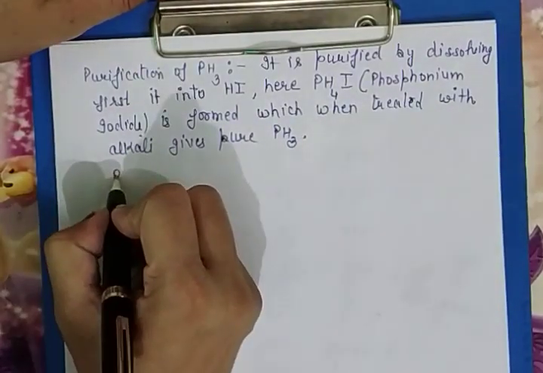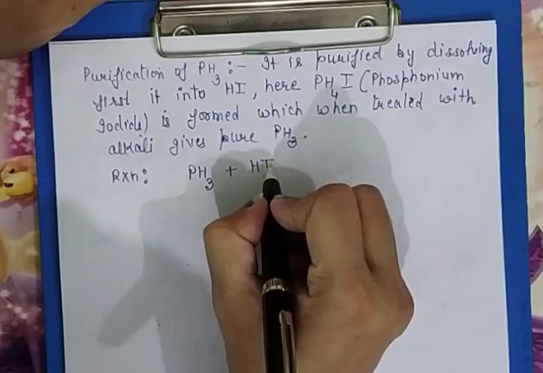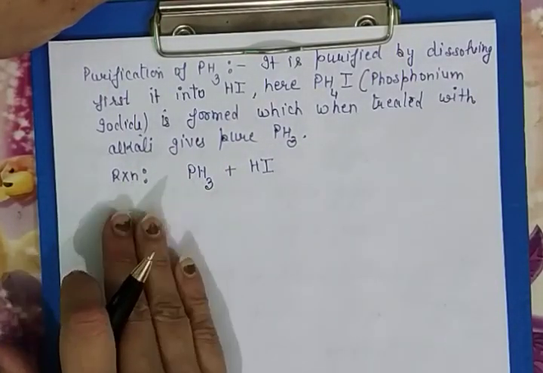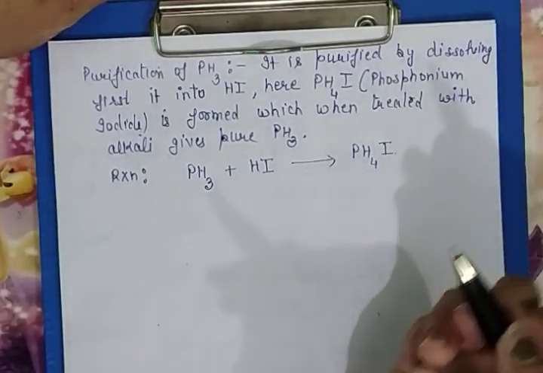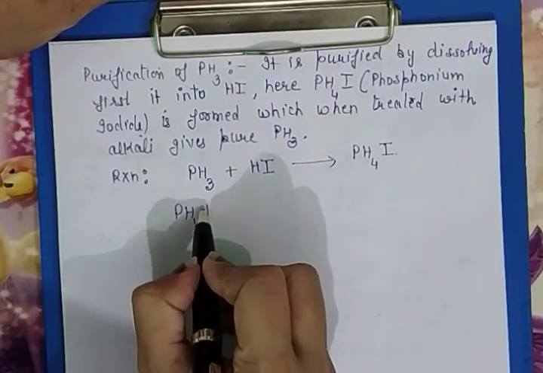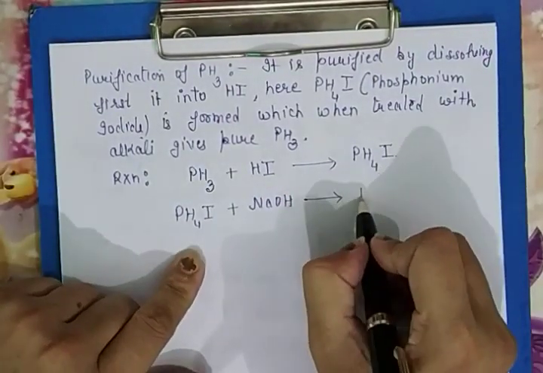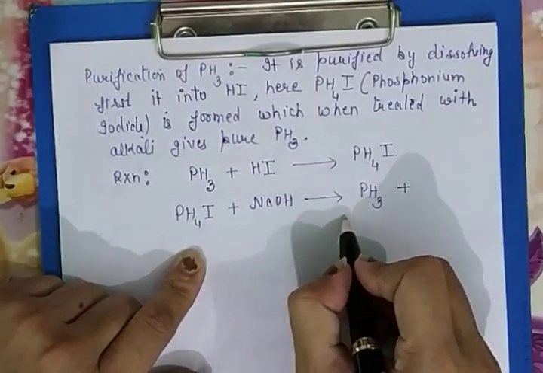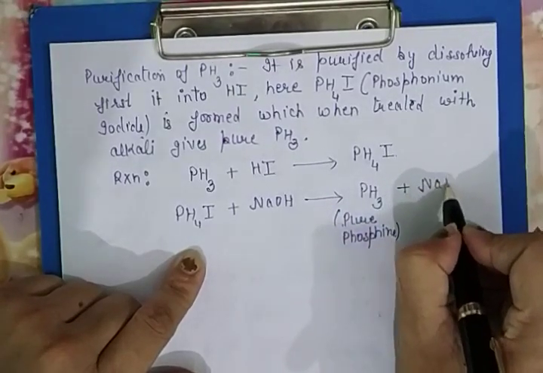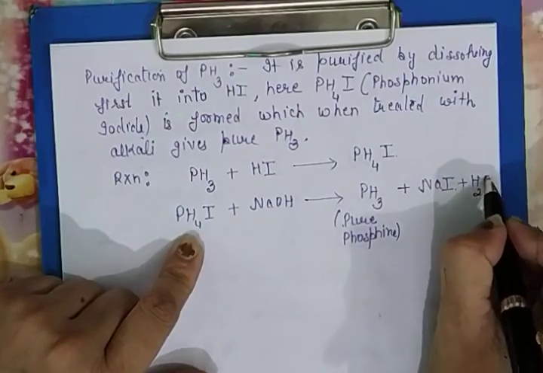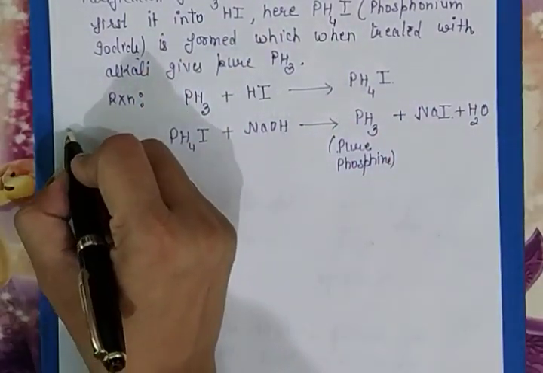Okay, now let us understand it with the help of reactions. First, this PH3 dissolved in HI, from the mixture of phosphine and diphosphine, gives phosphonium iodide, which is acidic in nature. Now, when this phosphonium iodide is treated with a strong base, it gives pure phosphine in pure state with salt, sodium iodide, and water. So this one is the purification of phosphine.